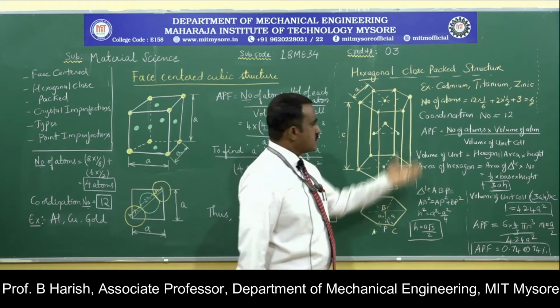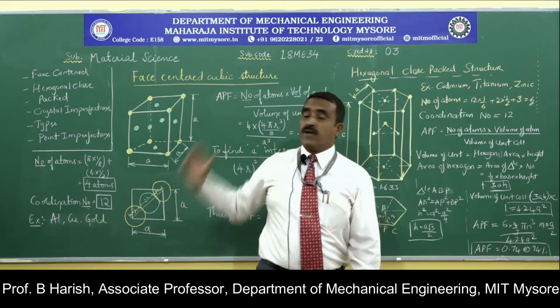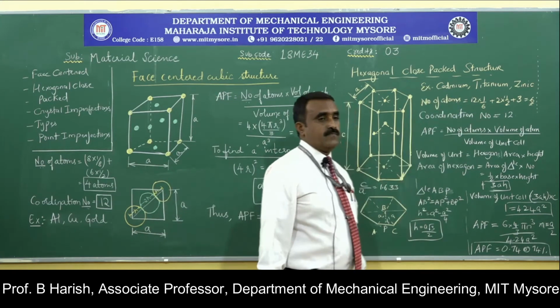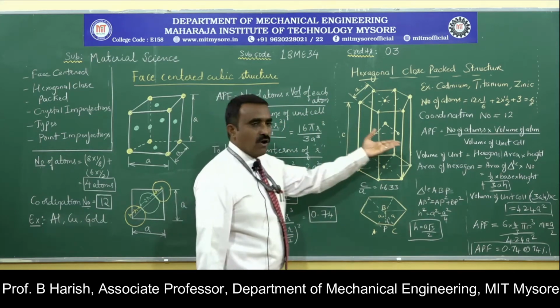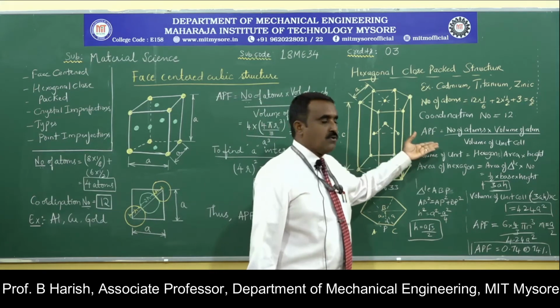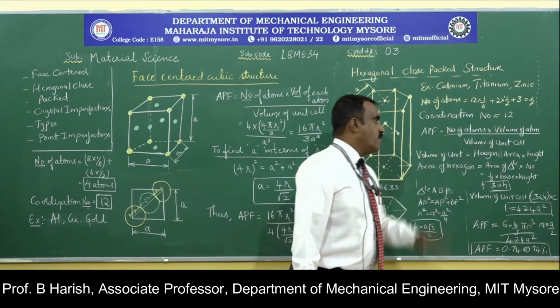So put together, the number of atoms present in the unit cell is 6 for the hexagonal close packed structure. Then the coordination number will be similar to face centered, that is, equal to 12. The third parameter we look at is the atomic packing factor. We already know the definition: atomic packing factor is the number of atoms into the volume of each atom, divided by the volume of the unit cell.